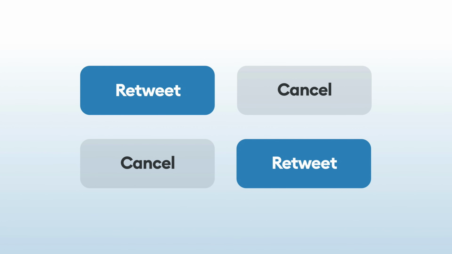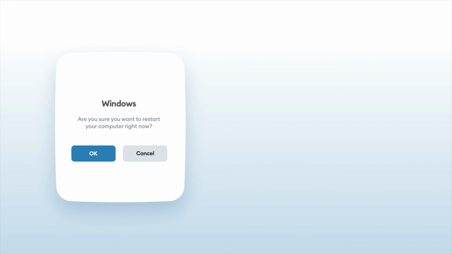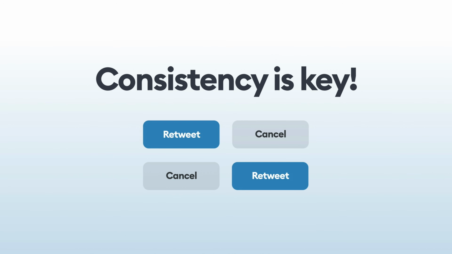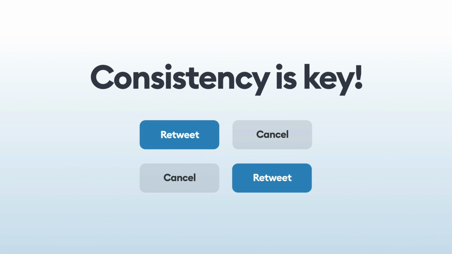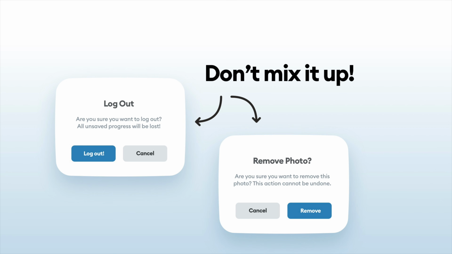Tip 2. What should go first, the main CTA button or the secondary button? On Windows it's the CTA first, on macOS it's the other way around. Does it even matter? This is one of those decisions that don't have a lot of impact as long as they're consistent. So if you go for one option, use it everywhere across your product, don't mix it up.